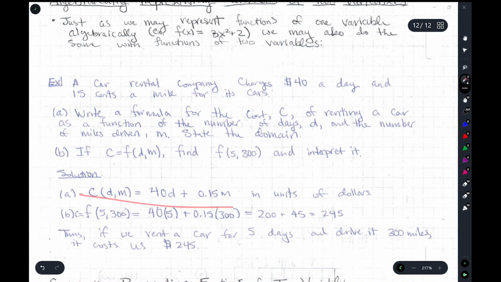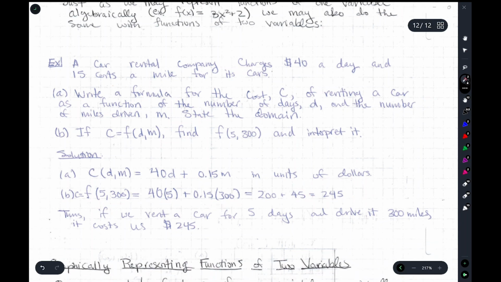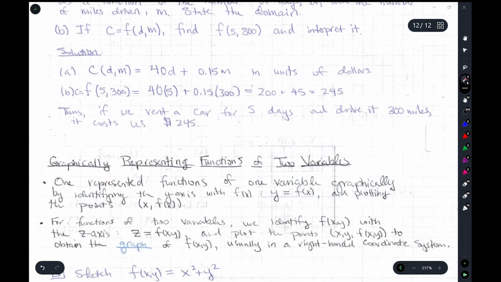This here is a function of two variables, the days and the miles that you drive this car. If C is equal to f of d, m, find f for 5 days and 300 miles. So we'll just plug those values in, and we get 245, again using the algebraic representation. And so the cost of renting a car for 5 days and driving it 300 miles is $245.